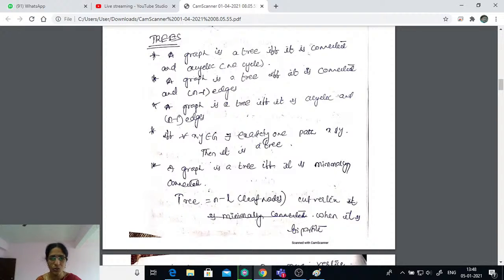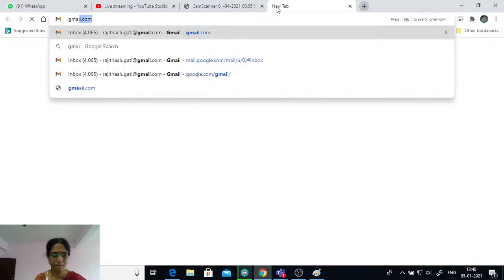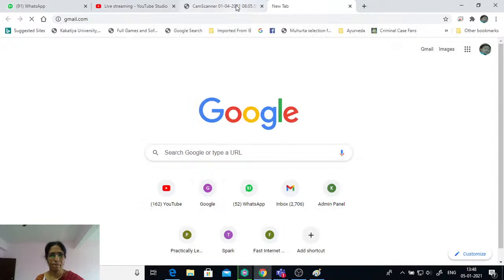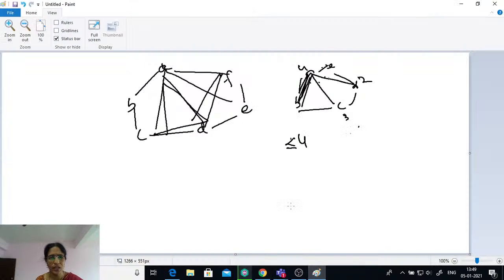Some new points also. A graph is a tree if and only if it is connected and acyclic. A graph is a tree if and only if it is connected and acyclic. So connected and acyclic, nothing but connected. Okay, suppose you can take any two pairs.